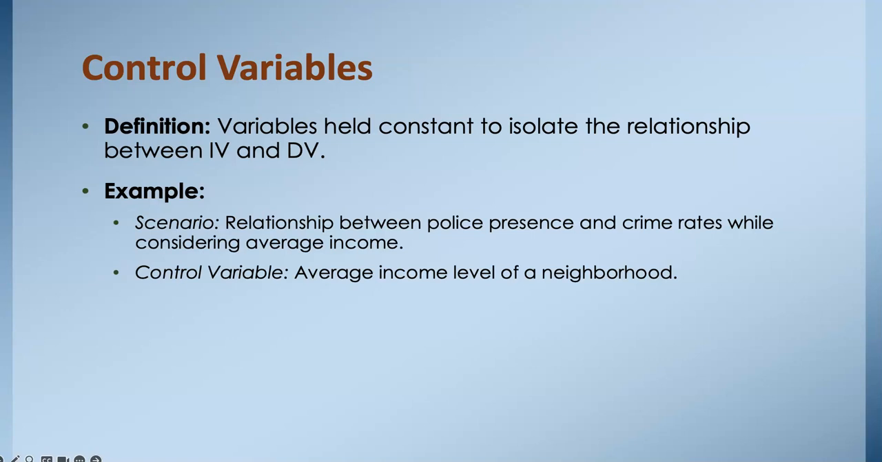For instance, if you're doing a study on violent juveniles and you are interviewing juveniles, you don't want an adult who has committed a violent crime in your study. So you want to control and hold constant in order to isolate that relationship.